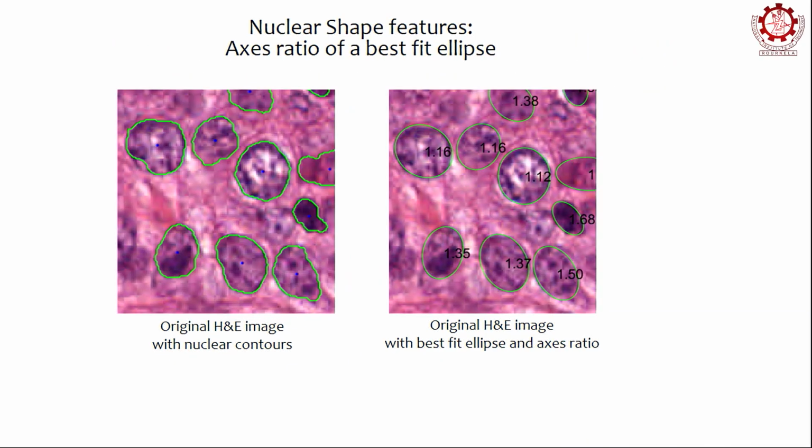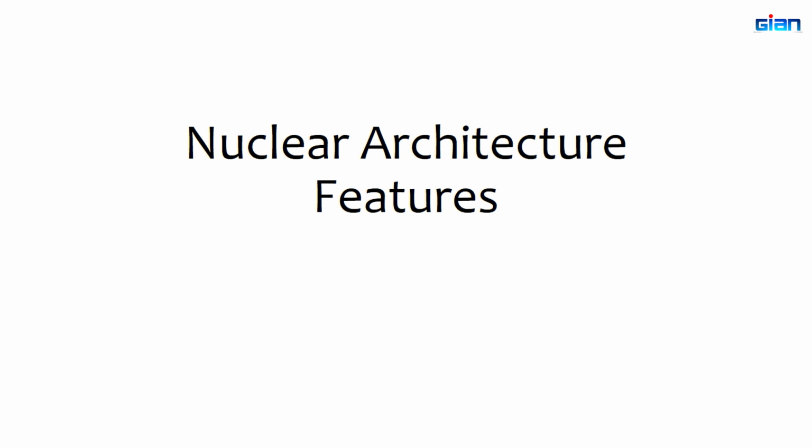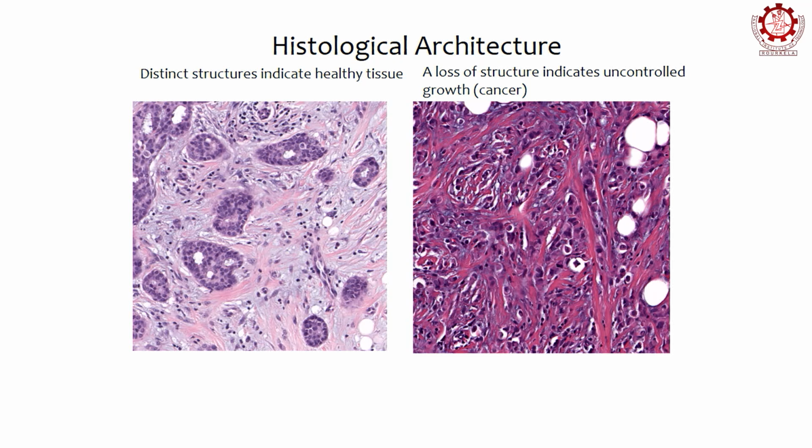Now, another feature, like I was telling you, is axis ratio. You can fit an ellipse to the different nuclei that you have segmented. So, let us say that this is a nucleus, you fit an ellipse to this, you have a minor axis and a major axis, and one of the very simple features can be the length of the major axis, the length of the minor axis, and the ratio of the major axis to the minor axis. These can be simple yet powerful descriptors for describing what the different nuclei in the images are.